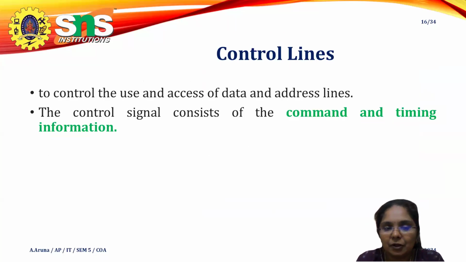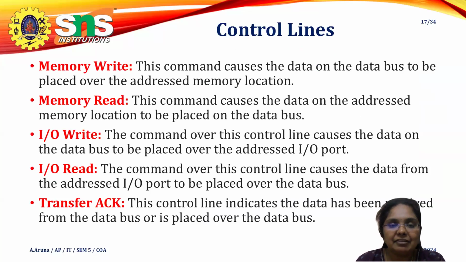The next thing is the control lines. The control line is the central part. It is connected to all the components present inside the processor. It passes the signal of what to do. To control the access and use of the data and address lines, definitely we need the control line. Your control signal consists of two types of signal: one is the command signal, the other is timing information.